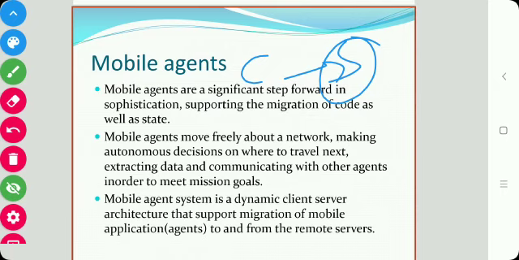The second thing is, continuous network connectivity is not required. If the client wants to perform any operation, the client will send the agent to the server, and when the agent reaches the server, it disconnects from the client, and then the agent will perform the operation on the server. When the agent has completed its tasks, the client will again connect with the server and the mobile agent will return to its home. So likewise, it is not necessary that the client should be connected to the server all the time.